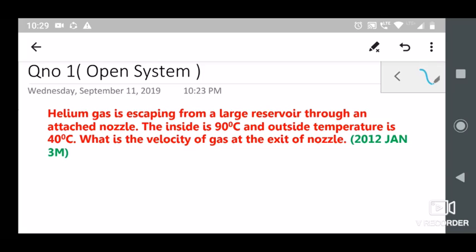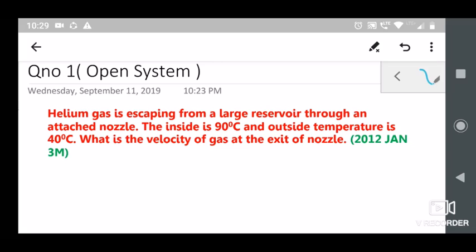As far as the open system is concerned, we have gone through the steady flow energy equations applied to different devices, such as nozzle, diffuser, turbine, compressor and so on. So this is an example related to the nozzle. Let's try to calculate this.